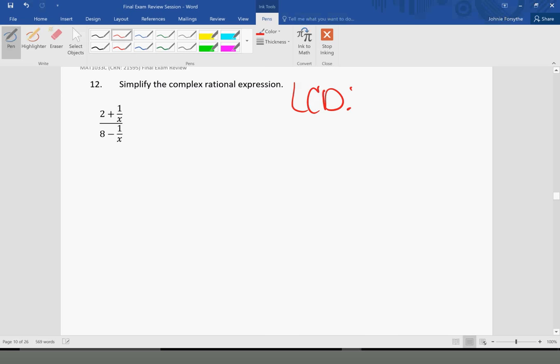So you're going to look at all the denominators here. So yes, we have a big numerator and a big denominator, let's look at them separately. So in the numerator, the denominator is x, and in the denominator it's also an x, so the least common denominator is x. So we're going to multiply the top by x and the bottom by x. So what does that look like?